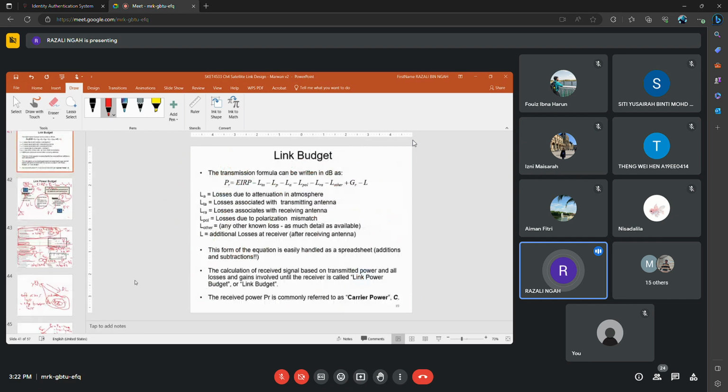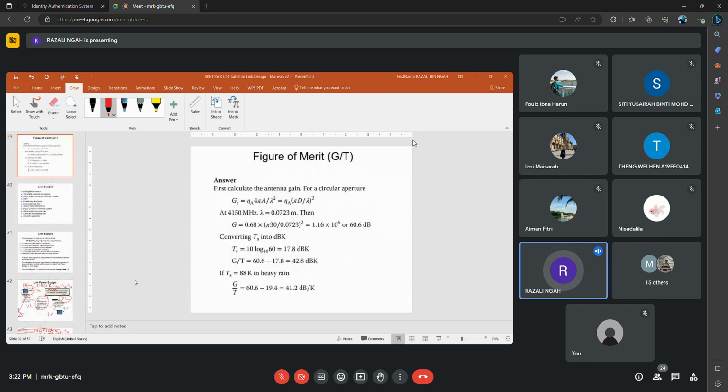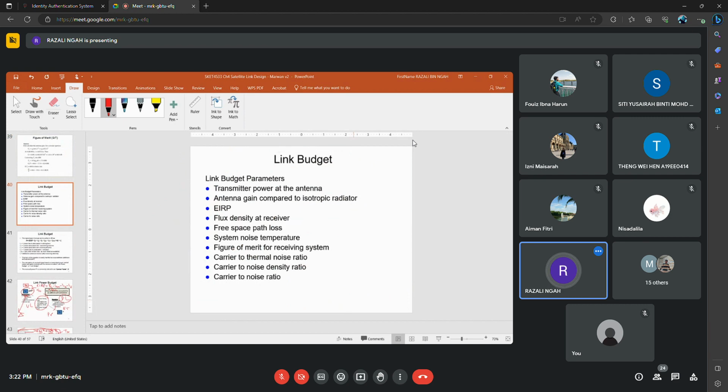So this I actually skip in terms of what is related to the link budget. So these are all the parameters. Even though there are a lot of these values, we are only interested in determining the carrier to noise ratio. We didn't consider the thermal noise, carrier to thermal noise ratio, or carrier to noise density ratio. So this we didn't consider. We only considered this one.